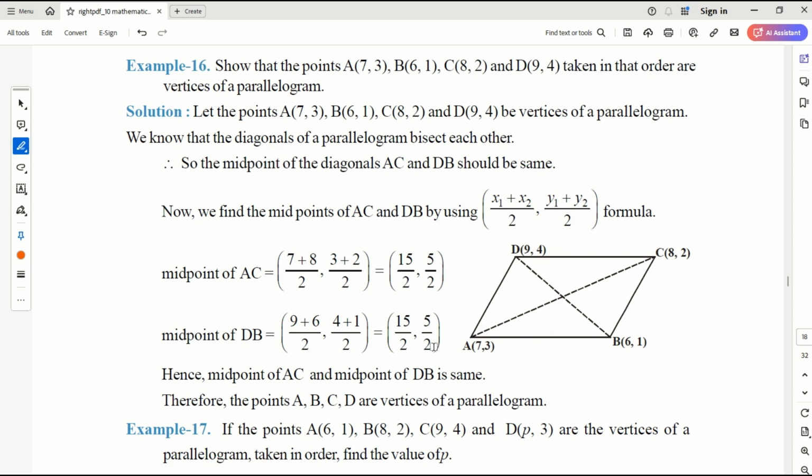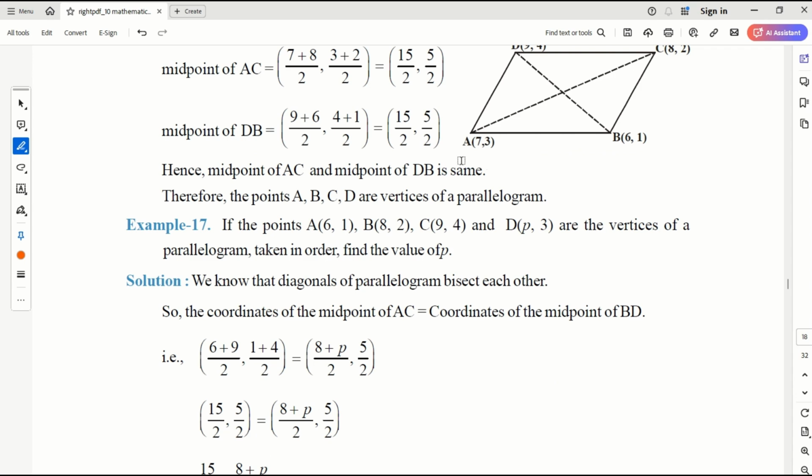So this is enough to confirm that it's a parallelogram. If it is a rhombus, then we need to do more. Okay, if it is a square, you need to do more. Okay, so this is another way of finding if the given points are parallelogram vertices or not.